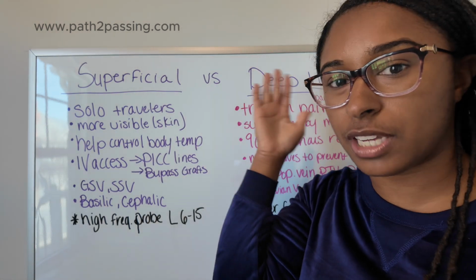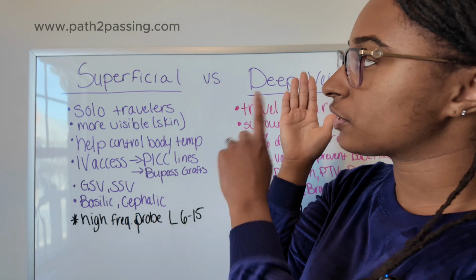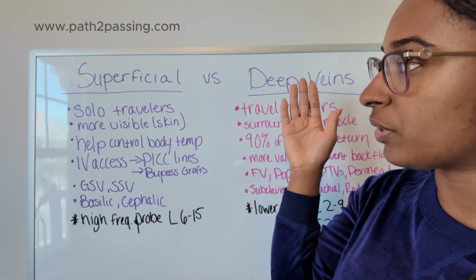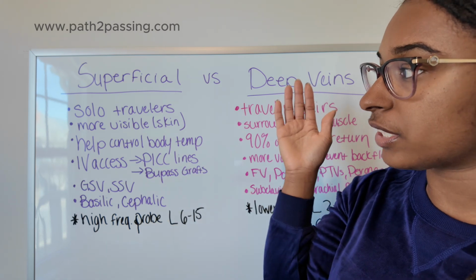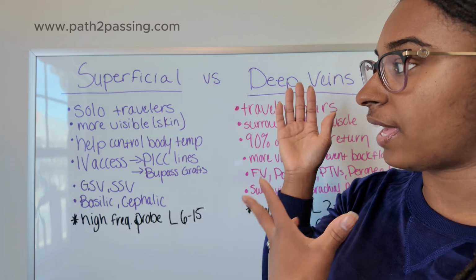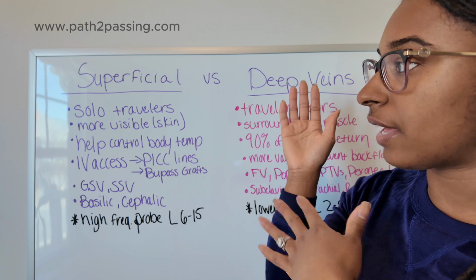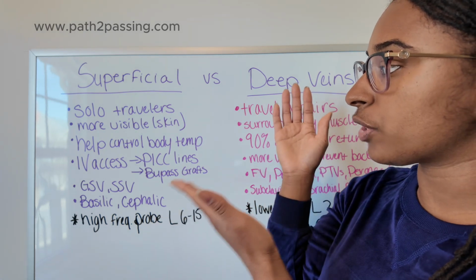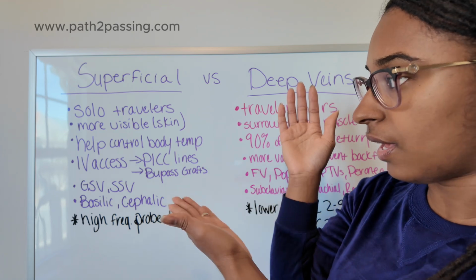We're going to block out. We're not going to talk about deep yet. We're going to talk about superficial. So your superficial veins are solo travelers, okay? They travel alone. They're more visible to the skin surface. So think about your varicose veins, your spider veins, things like that are going to be your superficial vessels. And then they help control your body's temperature. They work with the skin.